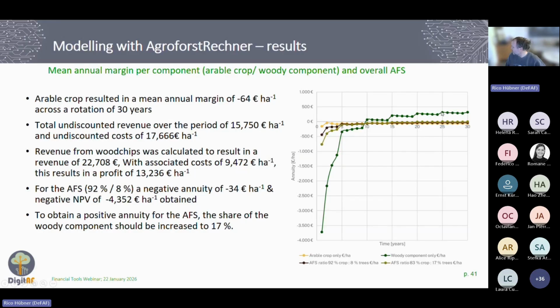So if you use trees on the entire plot, this would be the ideal scenario, but then obviously you would not be called a farmer. Then you would be, I guess, a forester. And the yellow line is the annuity for just the crop, so it always stays below the 0 line. And the other two are the 2 combinations that I just mentioned, with 8% and the other one I can't see because it's covered. Yeah, so you can run very simple scenarios.